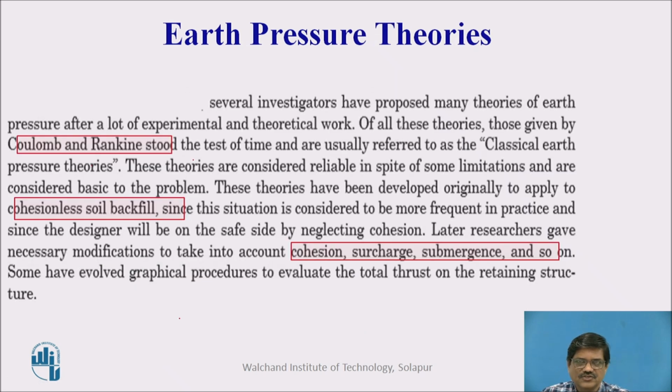Then there are many earth pressure theories as far as the active and passive earth pressure coefficients are considered, because several investigators have proposed many theories after a lot of experimental and theoretical work. Of all these theories, those given by Coulomb and Rankine stood the test of time and are usually referred to as classical earth pressure theories. These theories are considered reliable in spite of some limitations and are considered basic to the problem.